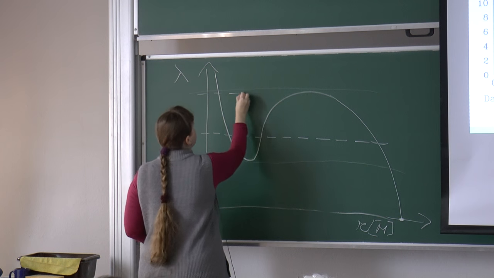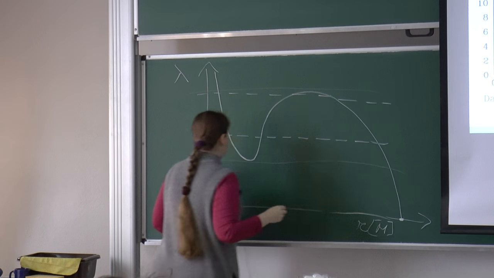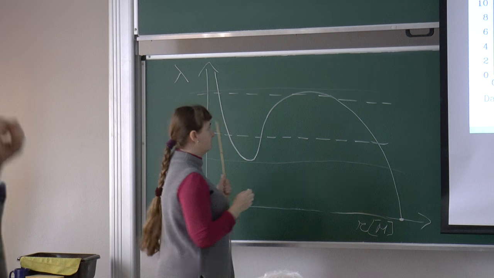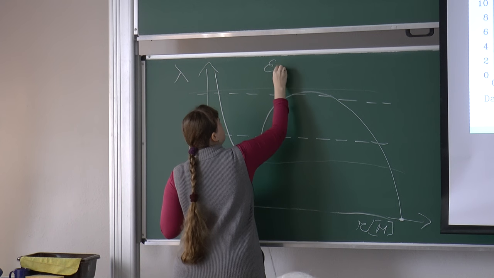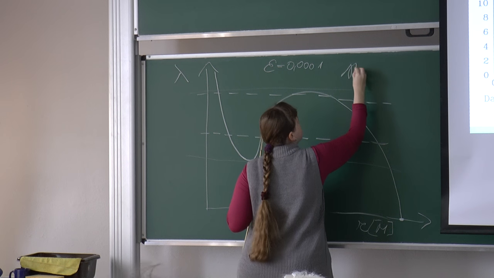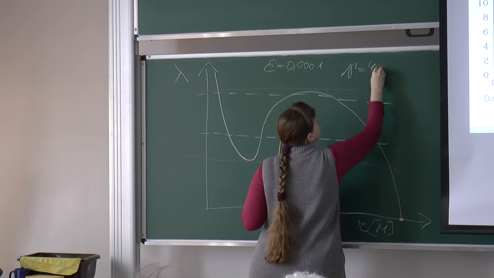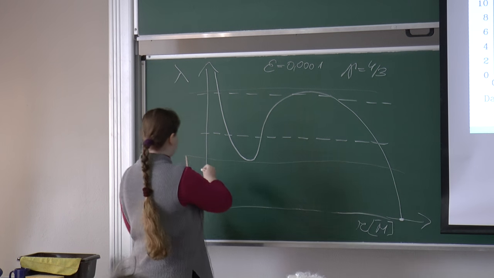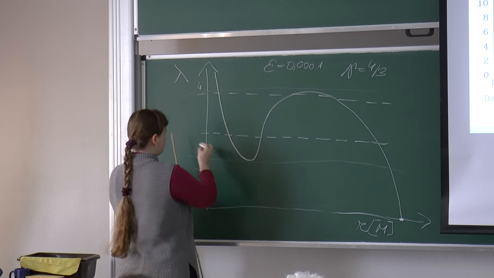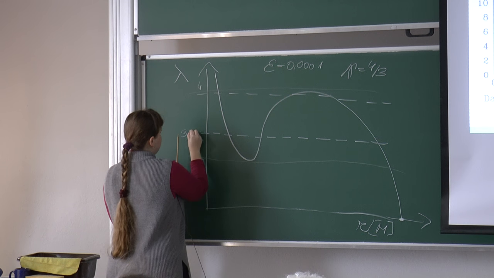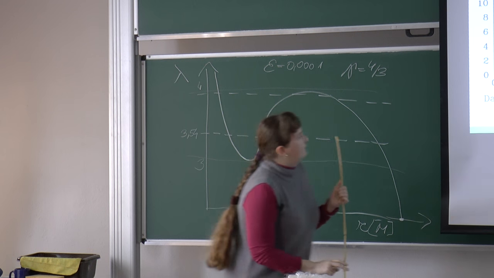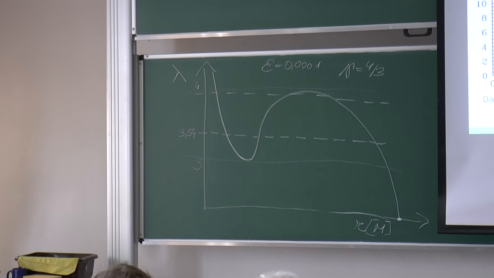So we have these two values, I will show you some example later, so I will use the parameter. So this is the energy, and this is the adiabatic index. And here we have the angular momentum between 3 and 4, but the shock solution is possible only for higher values than 3.54. Okay, and I will show you how the solution can look like.